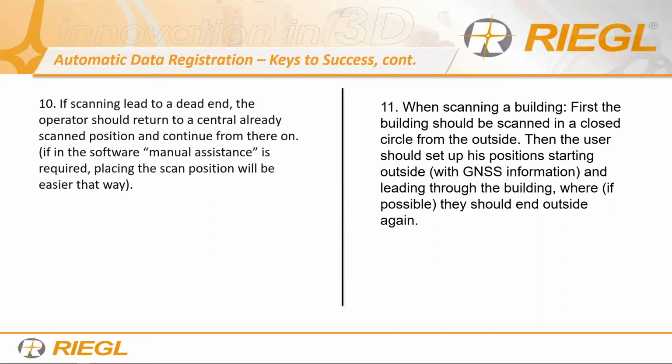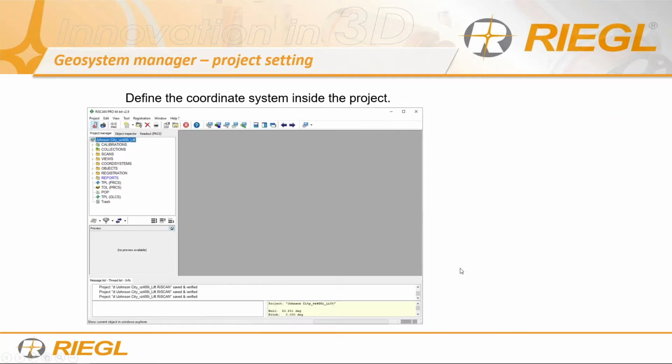Okay. All right. So the three main parts of this webinar are Geosys Manager, automatic registration, and MSA2, which stands for multi-station adjustment, right? The Geosys Manager should be defined based on the project. So define the coordinate system inside the project.